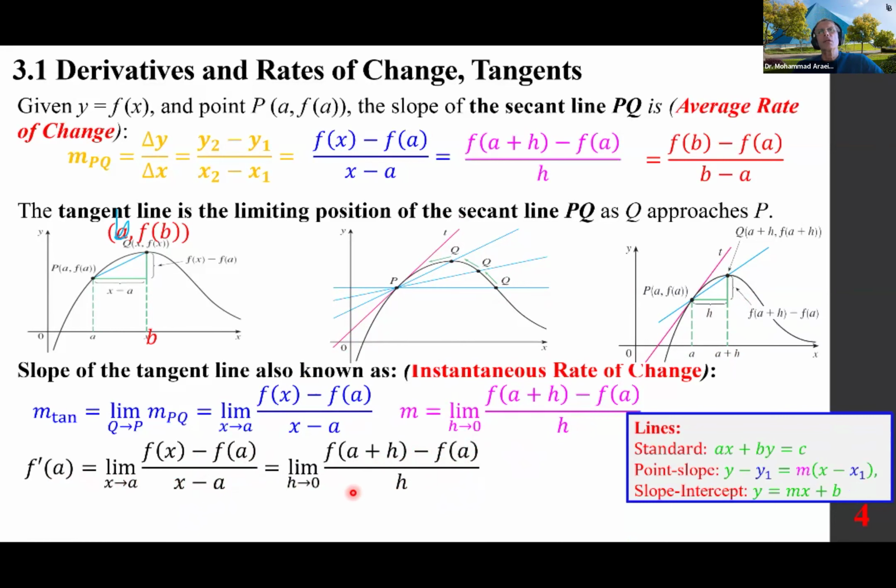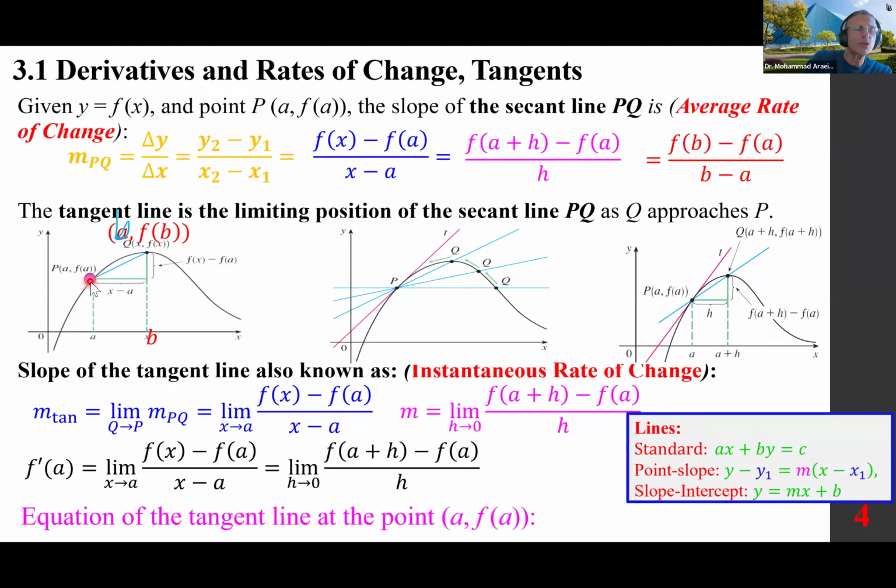Reminding you of equation of lines, for example, standard form is ax plus by equals c. Point slope is y minus y1 equals m times x minus x1. And the slope intercept form is y equals mx plus b. So if we are interested in finding the equation of a tangent line at this point, which has coordinates a and f of a, we're going to put it into this formula. y minus y sub 1, which is f of a, equals m times x minus x sub 1, which is a. And what is m?